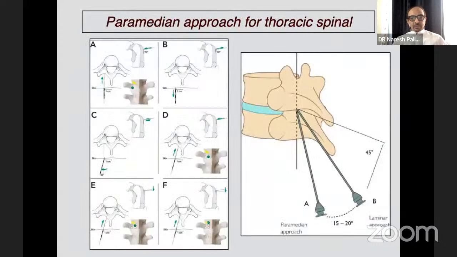For the paramedian approach in thoracic spinal, you need to be around 1 centimeter away from the spinous process, and then an angulation of 15 to 20 degrees medially and around 45 degrees cephalad angulation. You hit the lamina first, and then you can change the direction bit by bit to enter the interlaminar space.